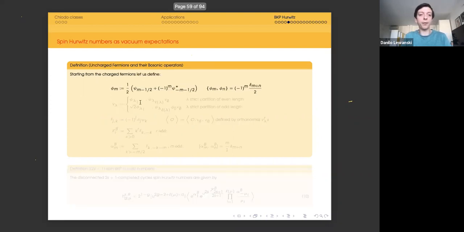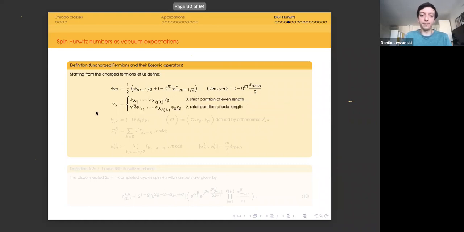So you can do the same thing for the spin version. This time you start from the psi's, you have psi and psi star, and now you define some fermions which are called uncharged. And you define them as a linear combination. In fact, you just need two of them. You just need one psi and one psi star with this normalization. And this is the anti-commutation between the psi's.